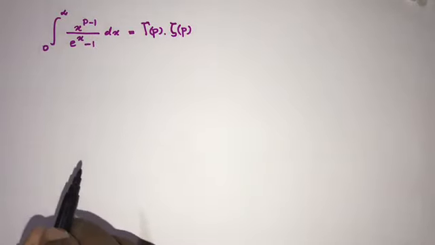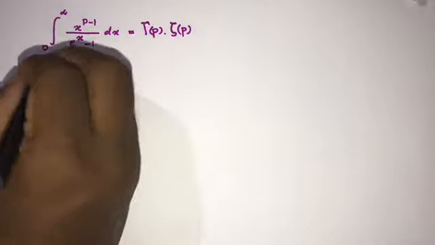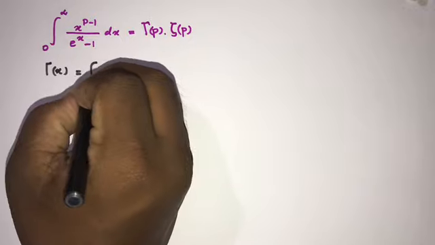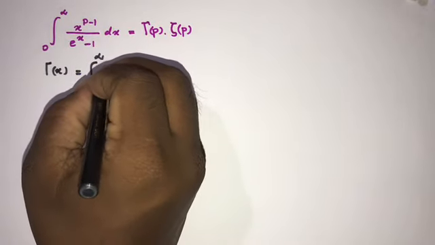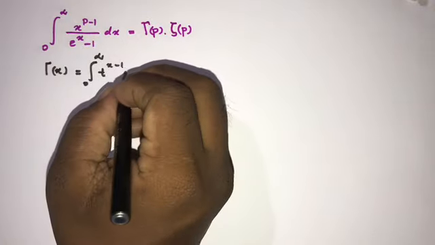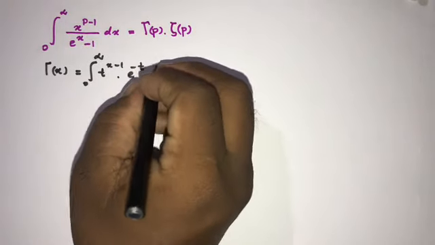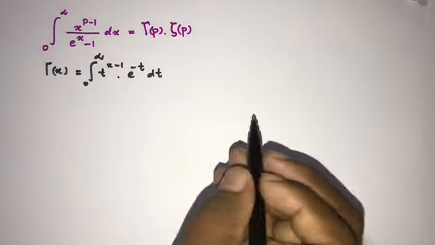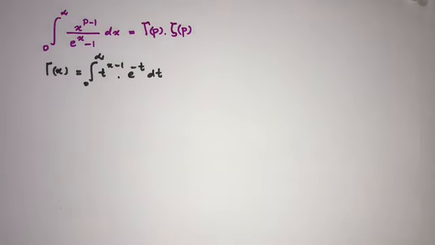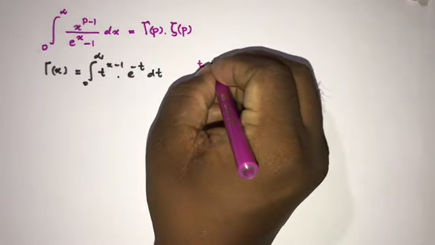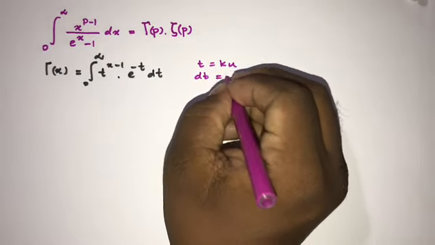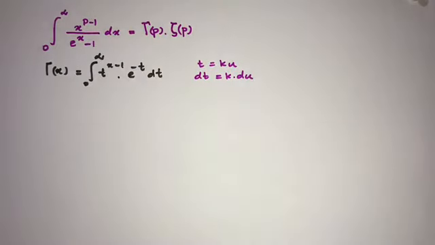In this video, I am going to begin using the definition of the gamma function. So we know gamma of x is equal to the integral from 0 to infinity of t to the x minus 1 times e to the minus t dt. Now I am going to use a substitution. So if we take t equal to k times u, now differentiate, so dt is equal to k times du.